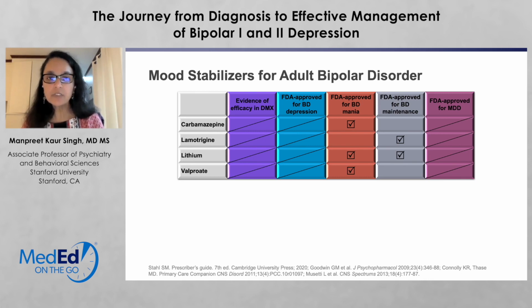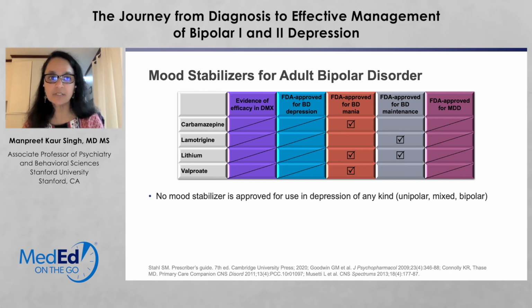Mood stabilizers for adult bipolar disorder include a number of agents that have had a number of clinical trials, including carbamazepine, lamotrigine, lithium, and valproate. You have FDA approvals for bipolar mania for 3 out of the 4 agents and FDA approval for bipolar maintenance for lamotrigine and lithium. But as you can see here, we have many more unmet needs for patients in terms of efficacy and FDA approvals for bipolar depression.